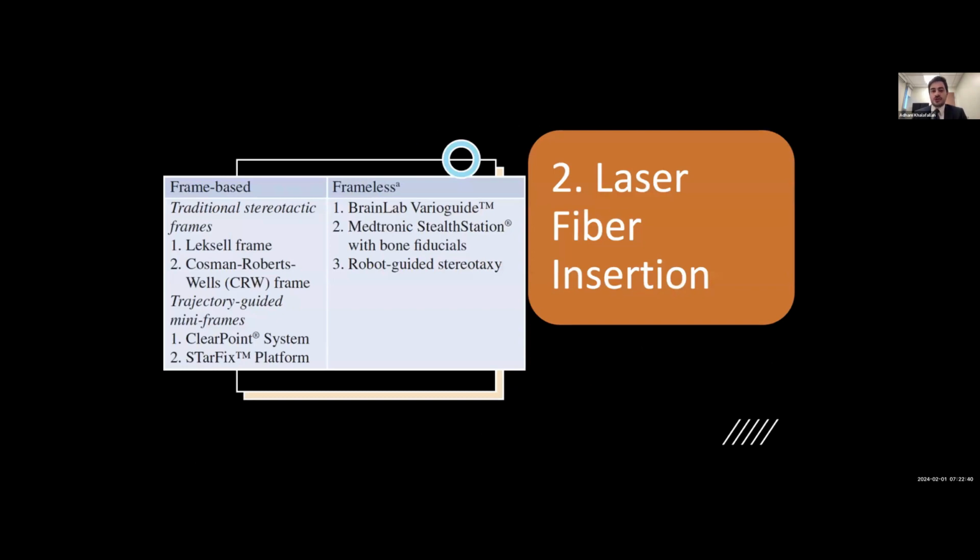Once we have our trajectory defined, now it comes to the laser fiber insertion. There are two categories of how you insert the laser: the frame-based and the frameless. Luckily, at University of Miami, we have both, and as residents, we get to practice both. We practice the traditional stereotactic framing, which is the Leksell and the CRW, and then we also use the frameless, whether it's the ROSA, robo-guided, or the Medtronic, the Vertek, and the PDA.